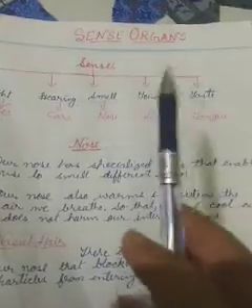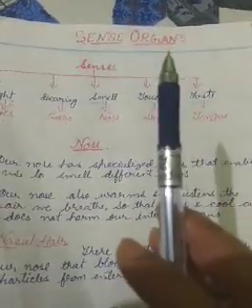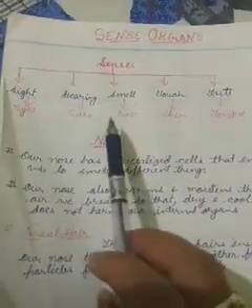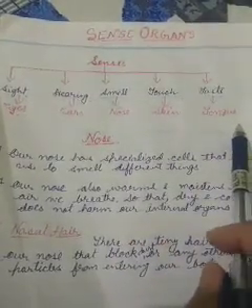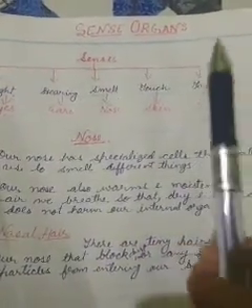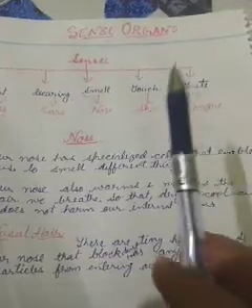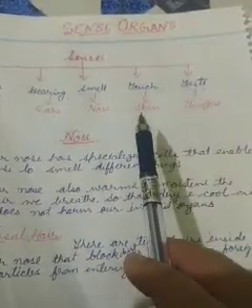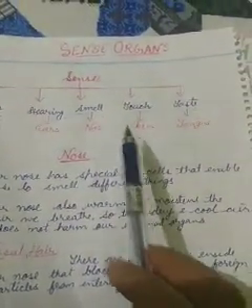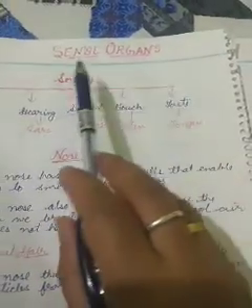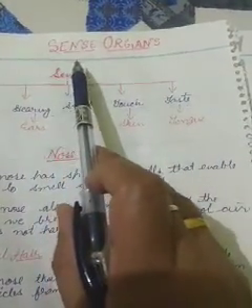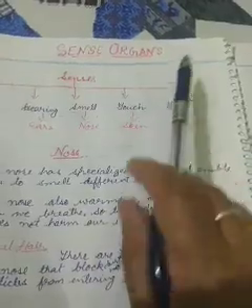And the 5 parts of our body that help us to sense are the eyes, ears, nose, skin and tongue. These are the organs that help us to sense or judge the various things that are present around us. So these are called the sense organs. Today we will learn about the sense organs. First we start with our nose.